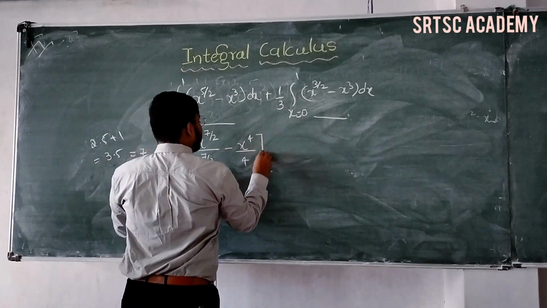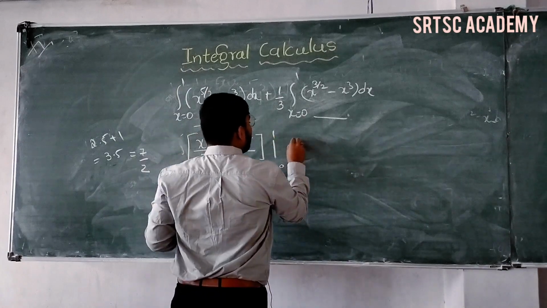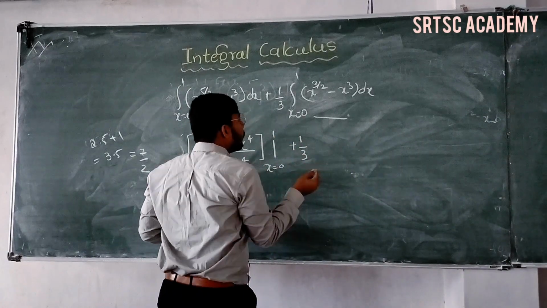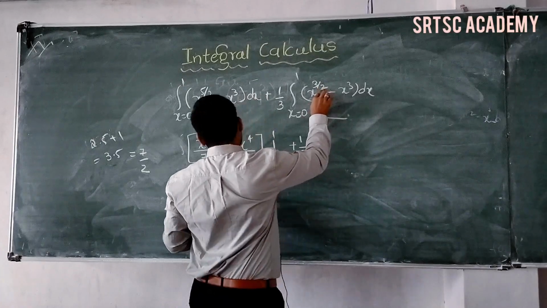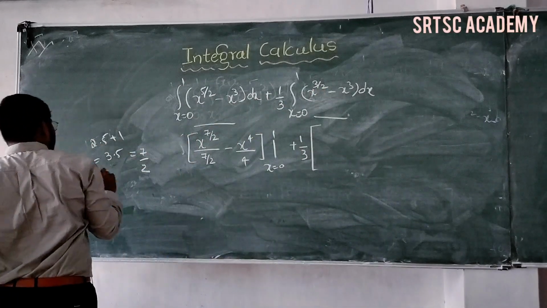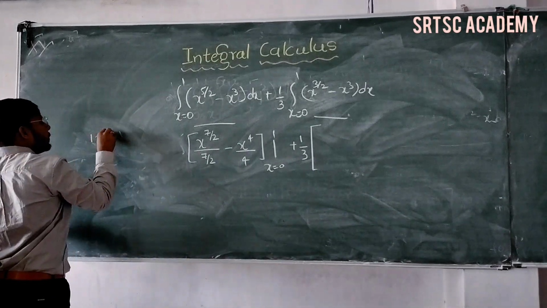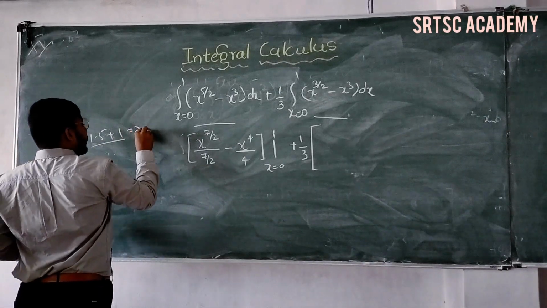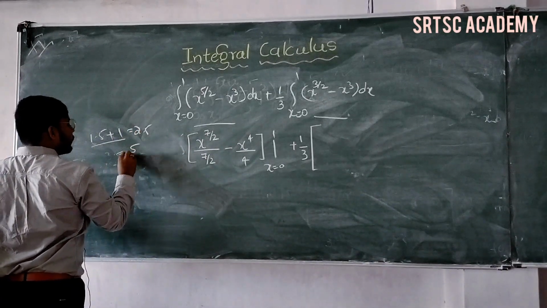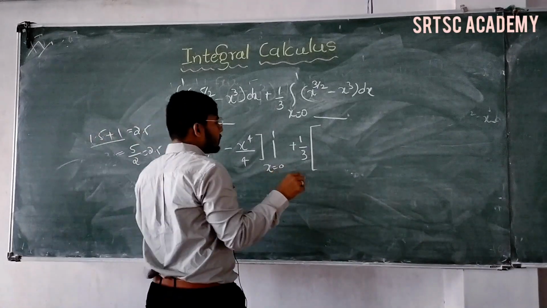Apply the limit here, x varies from 0 to 1. 1 by 3 is common for both. x to the power 3 by 2, 3 by 2 means 1 and a half, 1.5. 1.5 plus 1 equals what? 2.5, which means 5 by 2. 5 divided by 2 we will get 2.5, right? Integration, this is the answer for that.